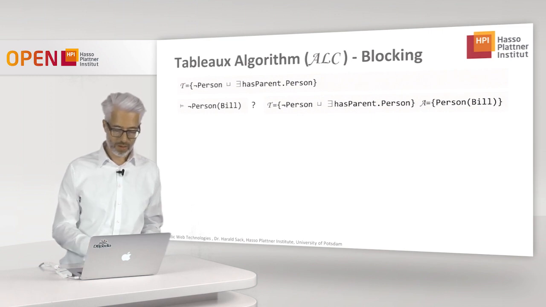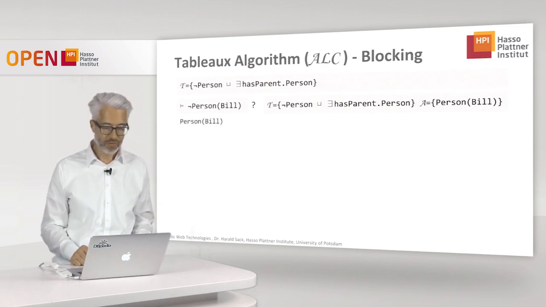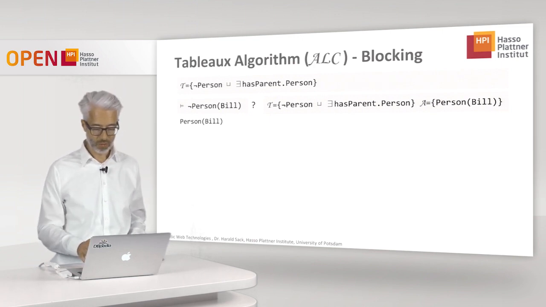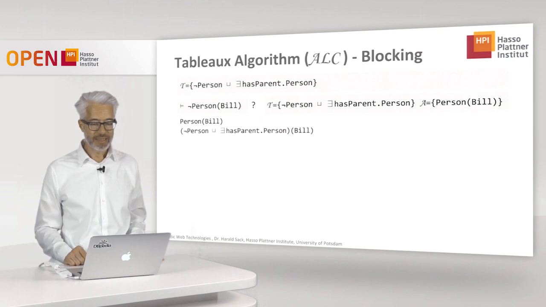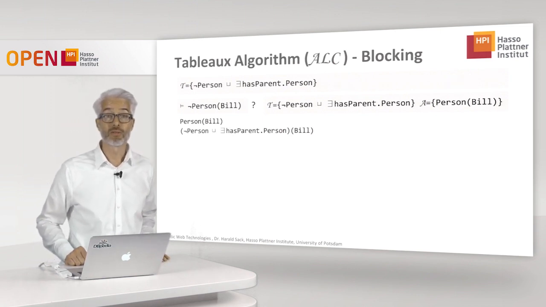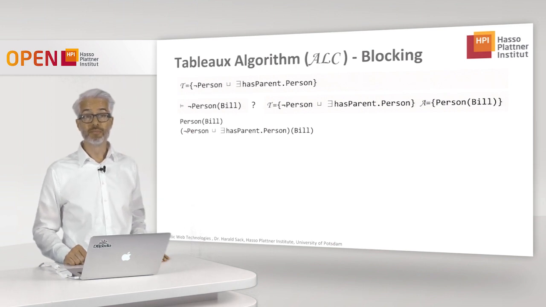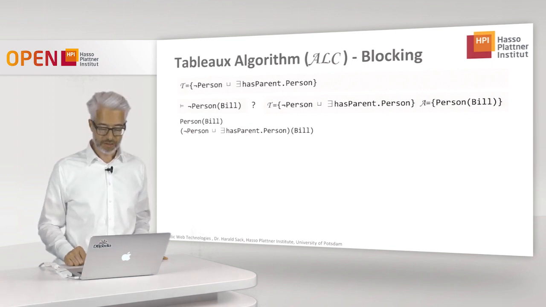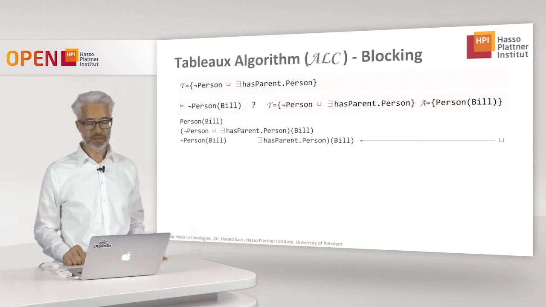So let's start with our Tableaux algorithm. First of all, I take the A-box fact into my tableau. Then I simply apply the T-box to my already existing individual Bill and say, okay, this should of course also hold for Bill. And here I see a disjunction, therefore I can apply the disjunctive rule.